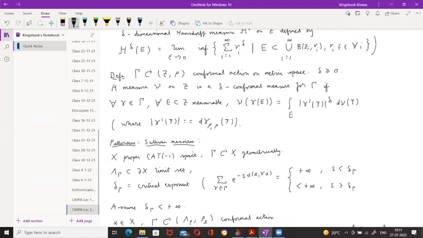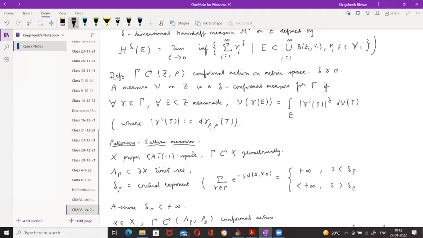I have one question, sir. Yes. If we try to define delta dimensional Hausdorff measure, for any set, it always gives infinity. Right. The delta dimensional Hausdorff measure will be finite if the space is of dimension less than or equal to delta. Okay, my point was this summation need not be convergent, right?